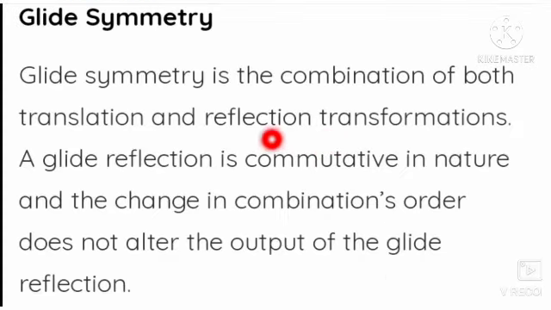Glide symmetry. Glide symmetry is the combination of both translation and reflection transformations. A glide reflection is commutative in nature, and the change in the order of combination does not alter the output of the glide reflection.